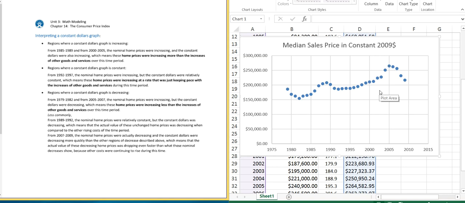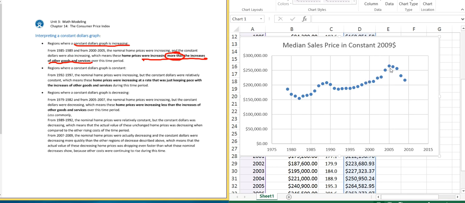That meant that those increases that we were seeing in nominal dollars were actually increasing more than what other goods and services were increasing over that time period. So here's the thing, where the constant dollars graph is increasing, it meant that the increases that we were seeing in nominal dollars were increasing more than inflation. They were increasing more than what other things were increasing over that time period.